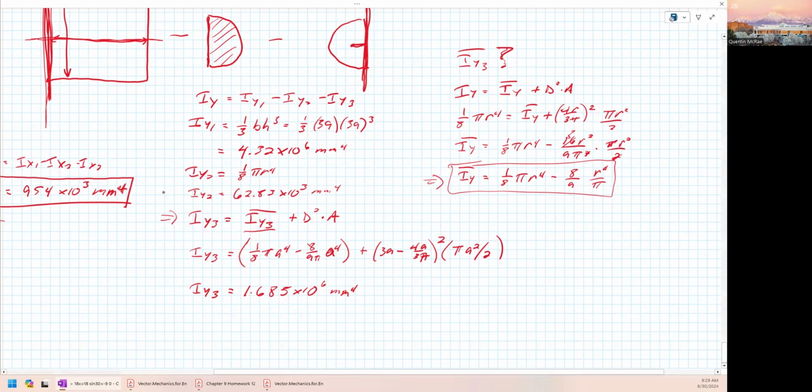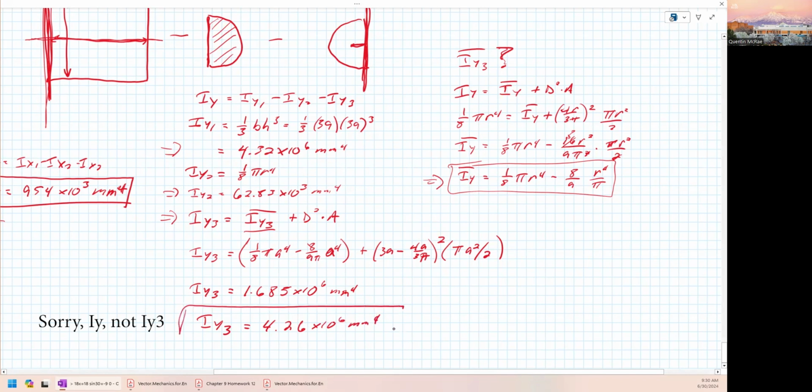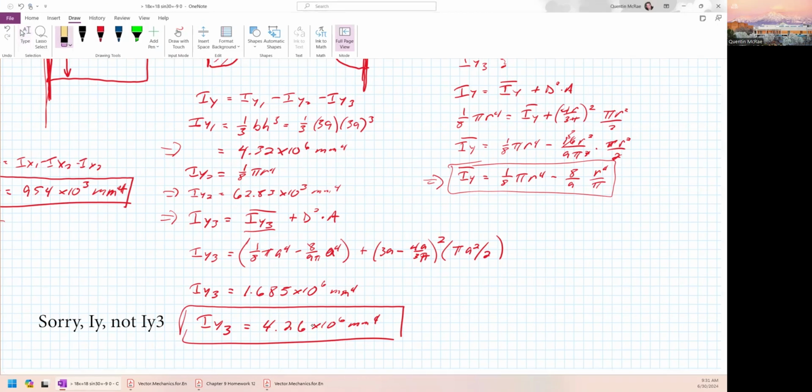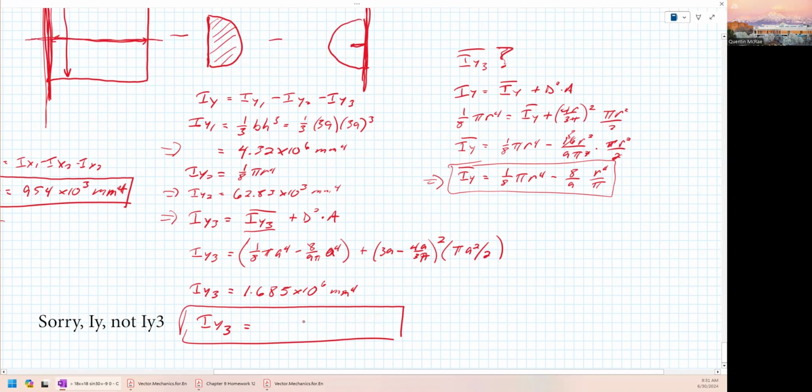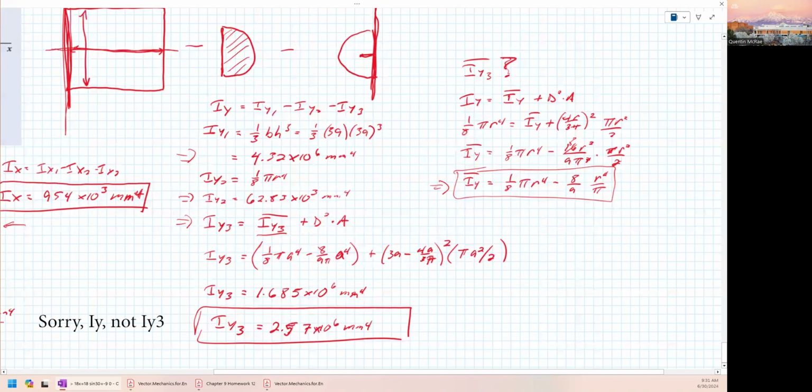So now we have IY2 and IY1. Then we can just simply add them all up, right? So we have 4.32 times 10 to the 6th, and subtract off 62.83 times 10 to the 3rd, and then subtract off this 1.68 times 10 to the 6th, and we get IY equal to 4.226 times 10 to the 6th millimeters to the 4th. Sorry, typo. When you subtract all this stuff off, you end up with 2.57 times 10 to the 6 millimeters to the 4th. And that is your IY.